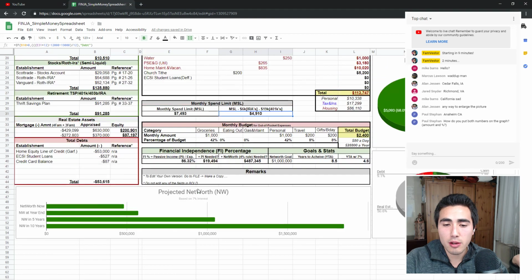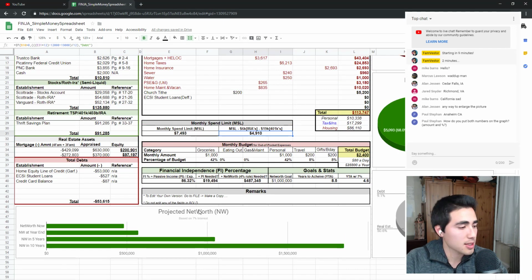And then you have down here on the bottom your projected net worth, which I think is kind of cool. Your net worth now, and then what it'll be at the year end, in 5 years, in 10 years. And this is based upon a 7% increase of your brokerage and retirement accounts, and I believe that was it. And then your annual savings rate too.